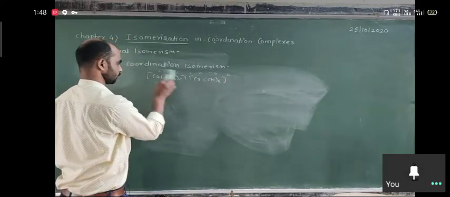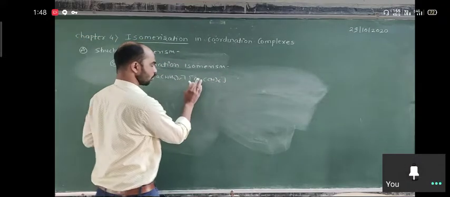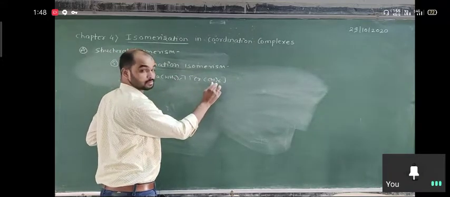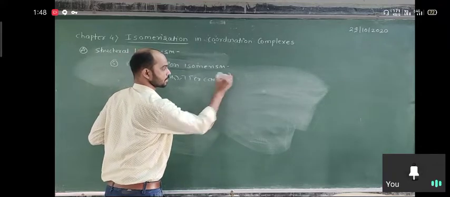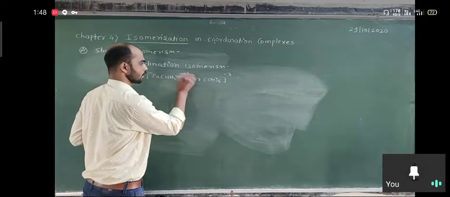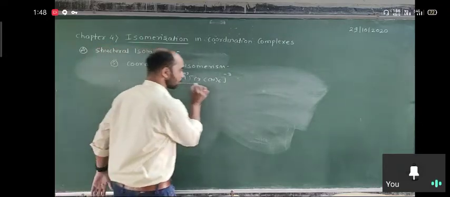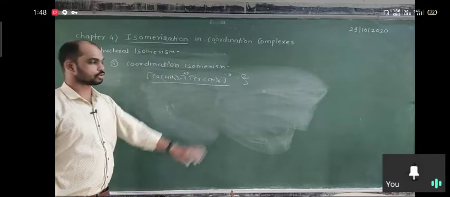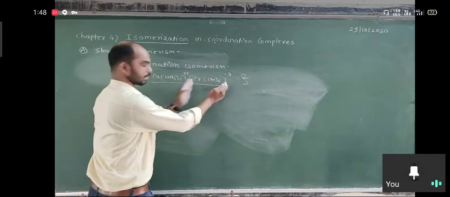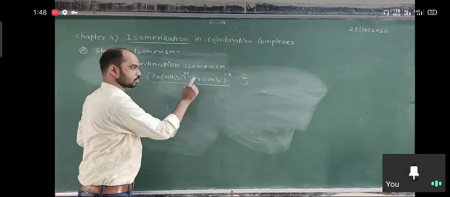But here, what is the oxidation state of Cr? Plus 3. What is the charge of CN? -6. So this complex has -3 charge. But here again cobalt has plus 3 oxidation state, here is 0, so the complex has plus 3 charge. So here cation and anion are present. You consider this as one coordination complex. Here one is cation, another is anion. In the cationic part cobalt is present, in the anionic complex chromium is the central metal.